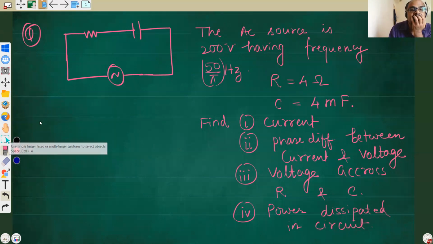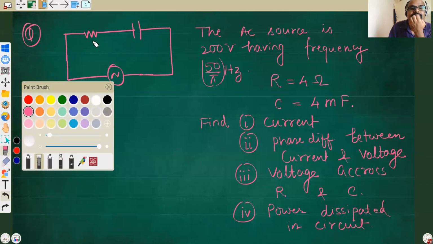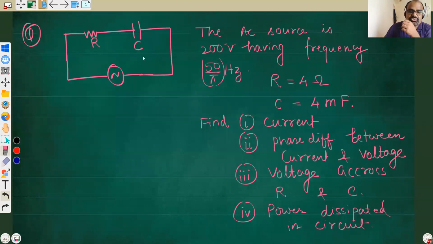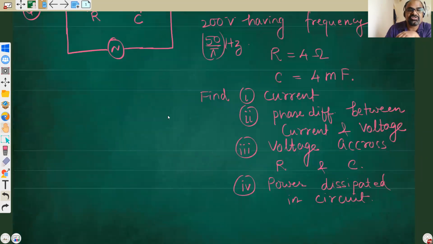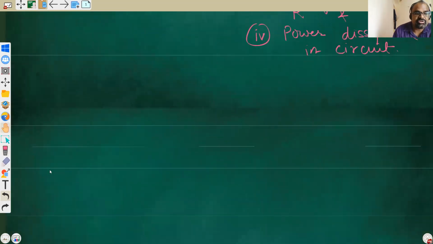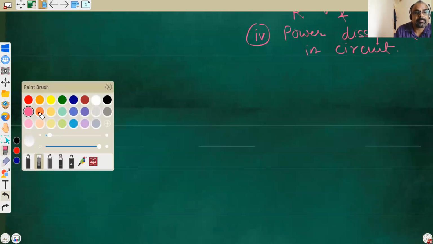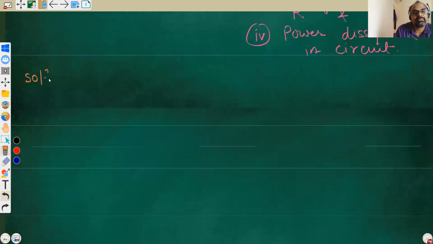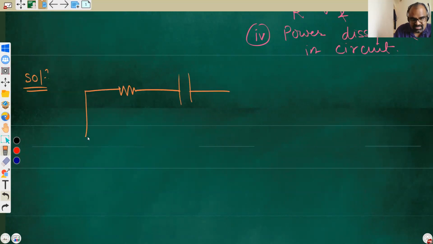Now, let me solve this. This is a very simple question because yesterday only we learned how to solve an RC circuit. So now let me solve it. Let me draw that circuit once more. So here you have this resistance, and here you have this capacitance, and here you have this AC source.